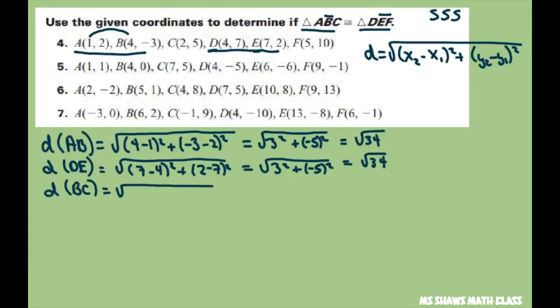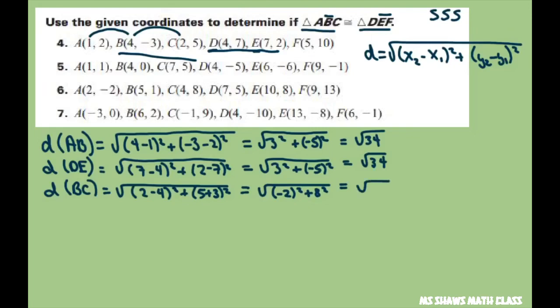equals the square root of, I'm doing BC, so that's going to be 2 minus 4 plus 5 minus a negative 3. So that's going to be 5 plus 3. That gives you negative 2 squared plus 8 squared. So that's 4 plus 64, which gives you the square root of 68.